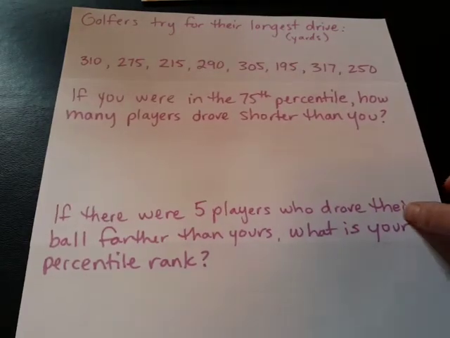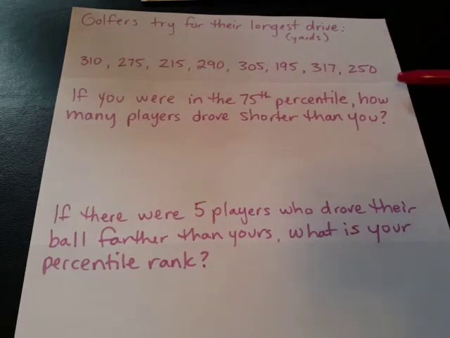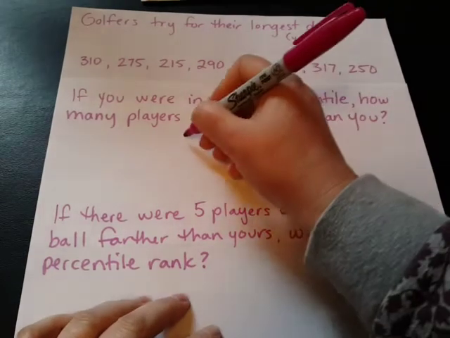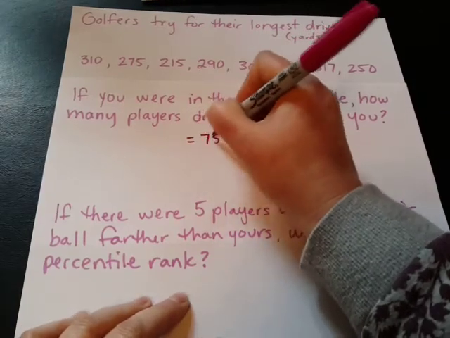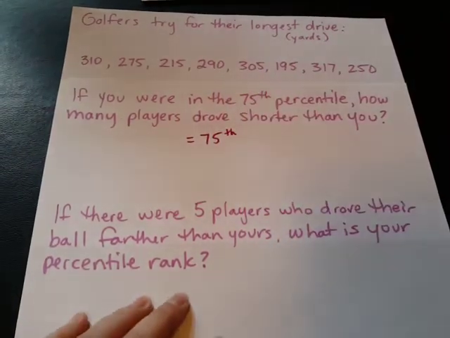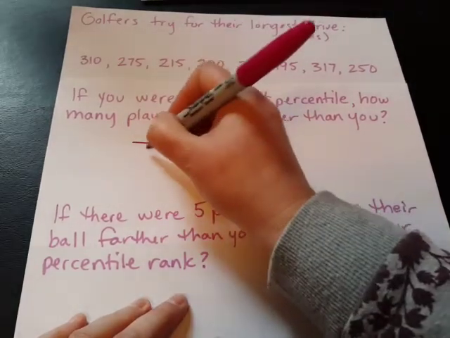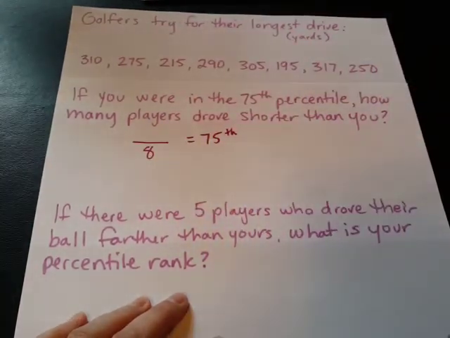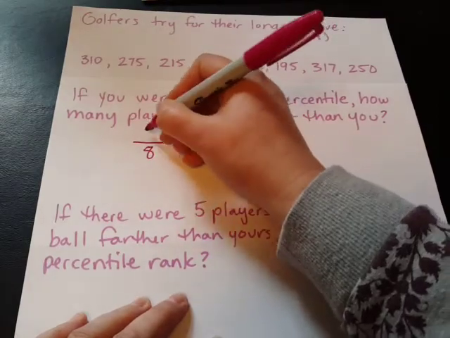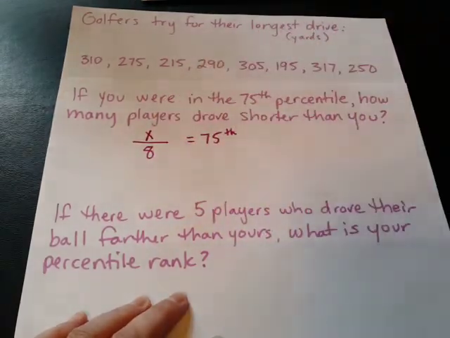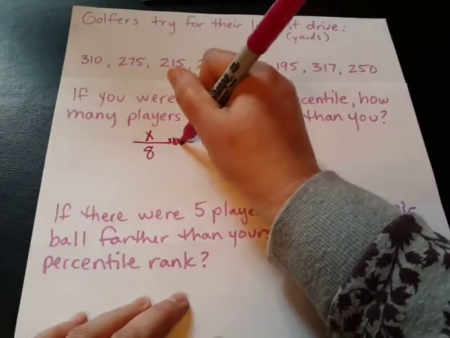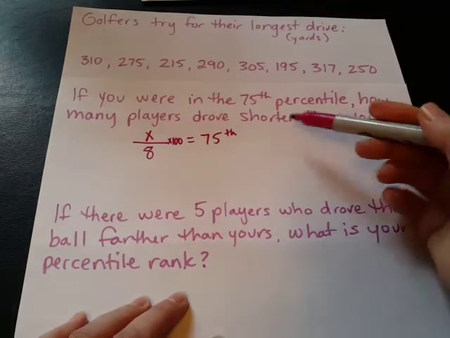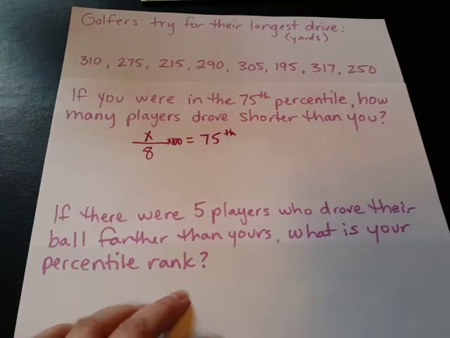So let's just continue with the same idea of the golfers, but just look at some more questions. And this first one is a little bit tough. So we know the percentile. So rather than trying to calculate the percentile, we know that we should be in the 75th percentile. We know that there's 8 players. So the thing that we're trying to do is find B. So we're trying to find out how many people are below us or have a shorter distance in their drive.